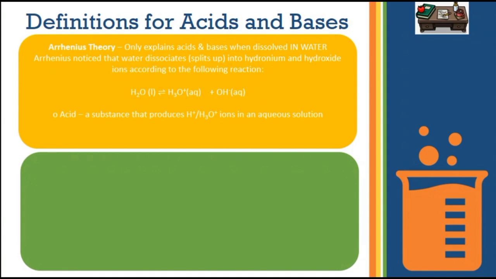And this is an important definition that you must know for your exam. According to the Arrhenius theory, an acid is a substance that produces H plus ions or H3O plus ions in an aqueous solution. Simple, right? We've seen it there in the reaction. What about a base? Well, the Arrhenius theory states that a base is a substance that produces the OH minus ions in an aqueous solution. Grade 12, please remember those definitions. I'm going to ask you in review before we move on to the next slide.